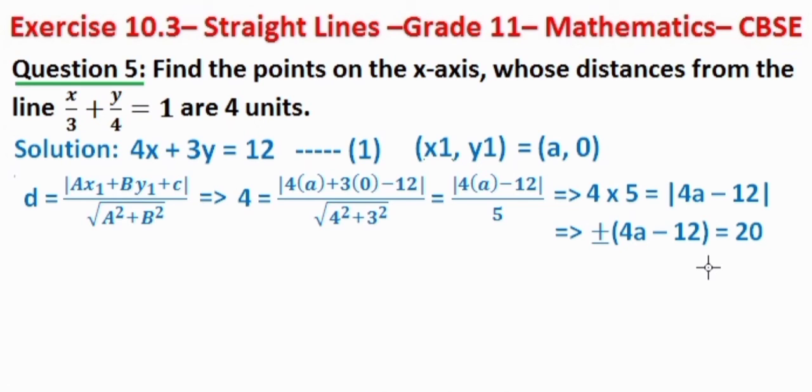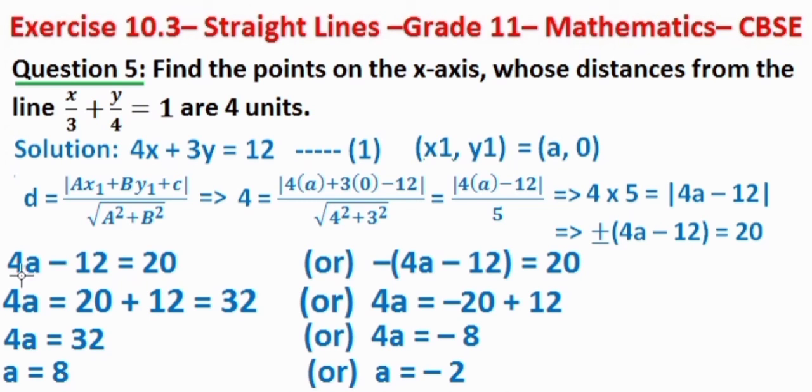That means there are two possibilities. Either 4a minus 12 equal to 20, or minus times 4a minus 12 equal to 20. Now let's simplify. Transposing 12 to the other side, 4a equal to 20 plus 12 is 32. So 4a equal to 32, then a is 8.